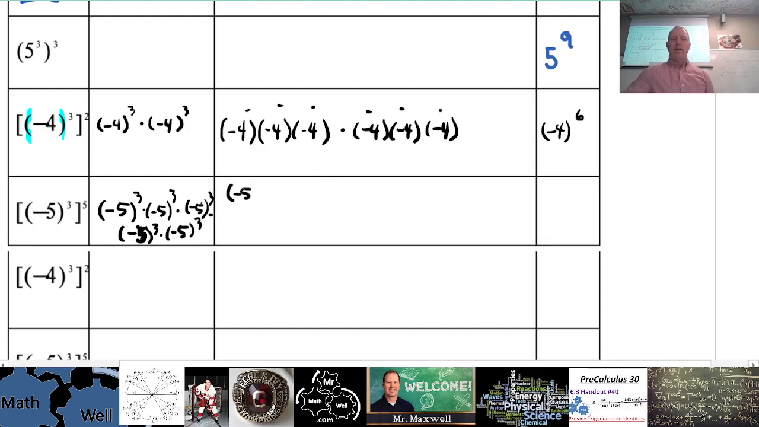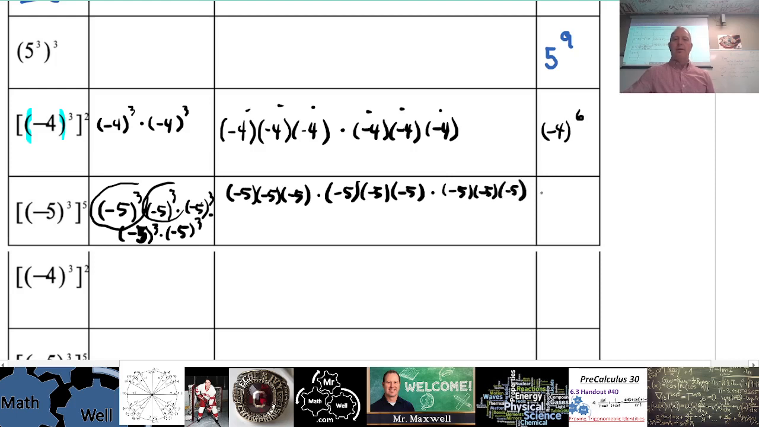So that's going to be -5, -5, -5. That's this first grouping right here. Times -5, -5, -5. That's the next grouping. Times -5, -5, -5. That's the third grouping. We got 2 more to go. Times, we'll go to the next line here, -5, -5, -5. That's the fourth one. And finally, -5, -5, -5. I'm going to be tired of -5s here in a second. So that's the fifth grouping right there.